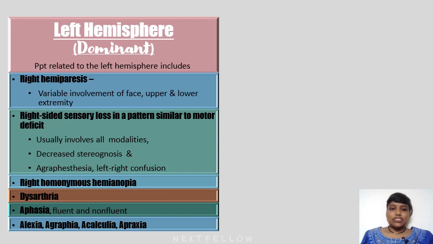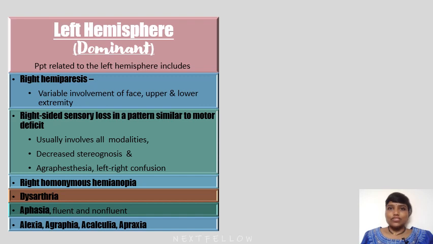There will be right-sided sensory loss in a pattern similar to the motor deficit. There will be decreased stereognosis, aphasia, alexia, agraphia, acalculia. All these symptoms are due to involvement of the sensory speech area, that is area number 39, 40 and 22. In case of sensory speech area deficit, there will be word deafness and word blindness.